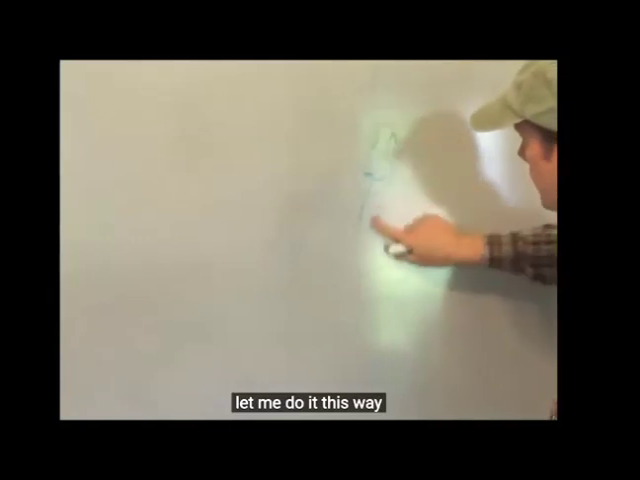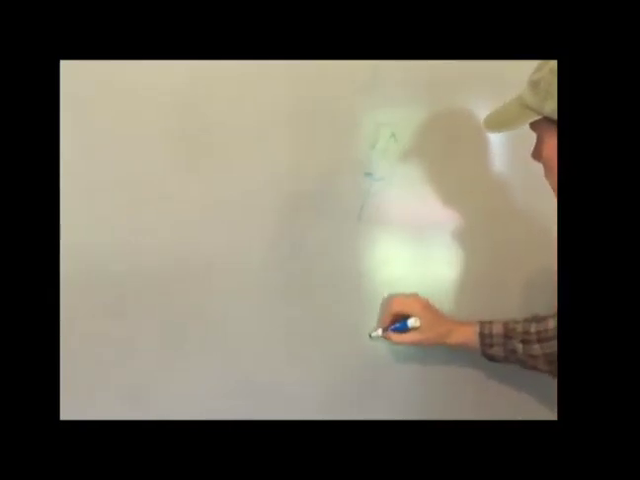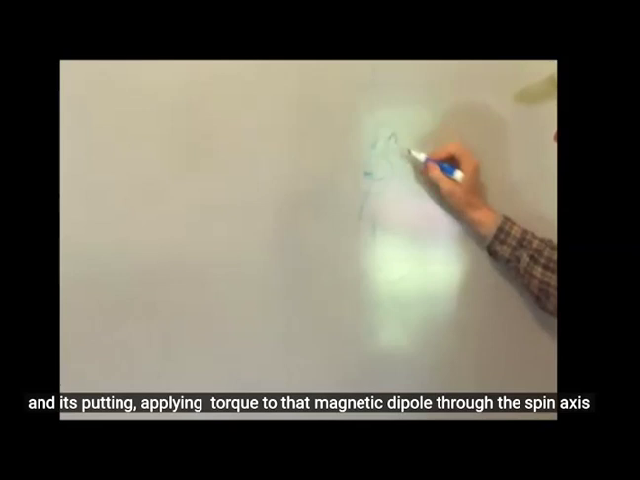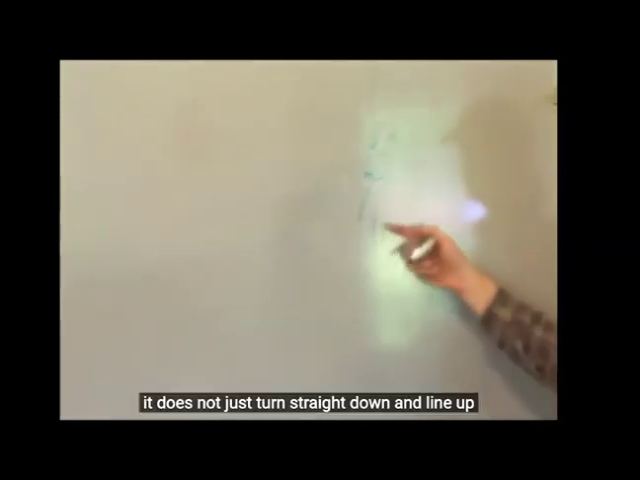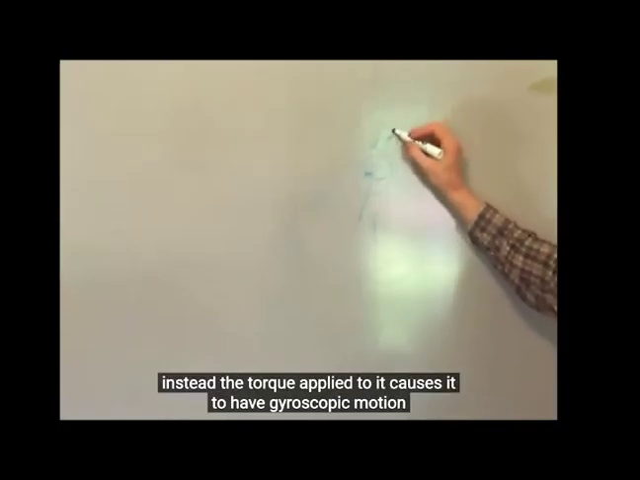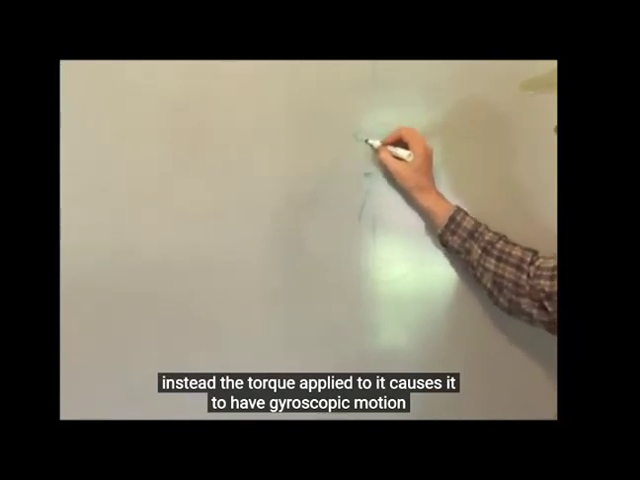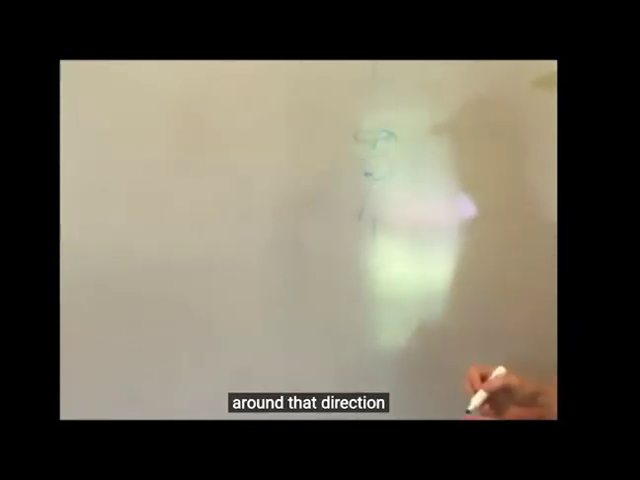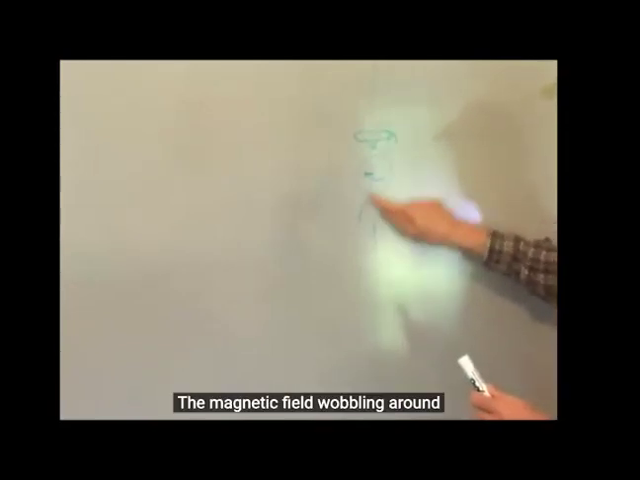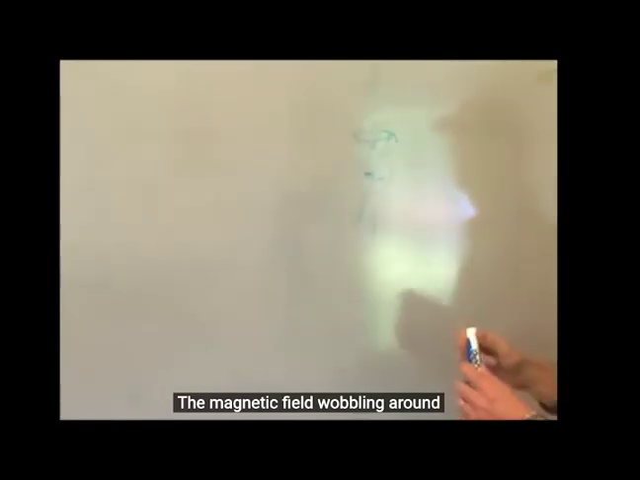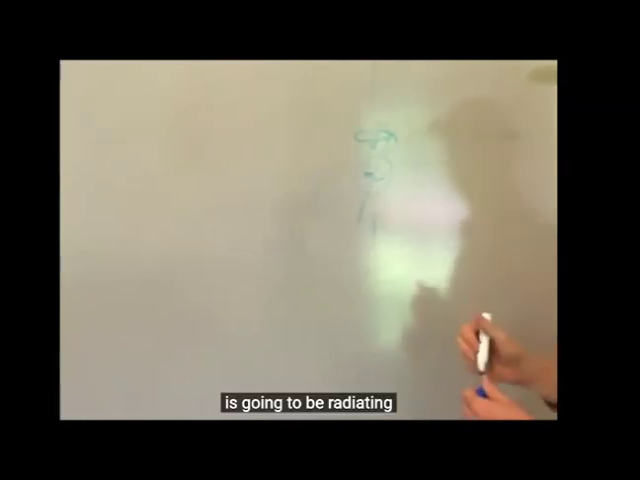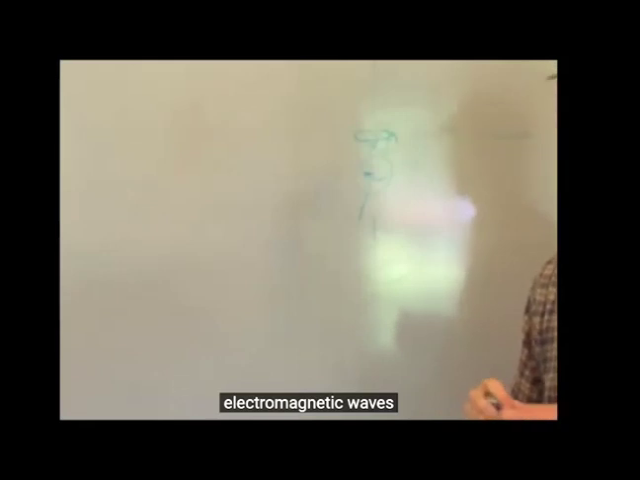Let me do it this way. You have a magnetic field, and it's applying torque to that magnetic dipole through the spin axis. It does not just turn straight down and line up with this magnetic field. Instead, the torque applied to it causes it to have gyroscopic motion around that direction. So, the magnetic field wobbling around in this direction is going to be radiating electromagnetic waves.